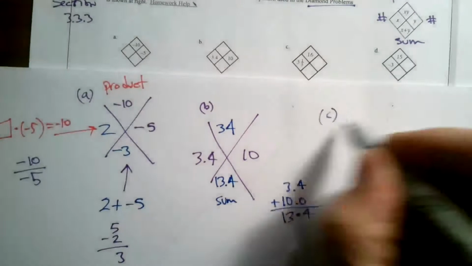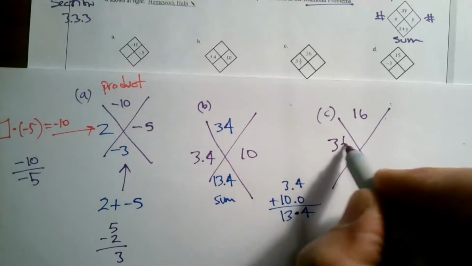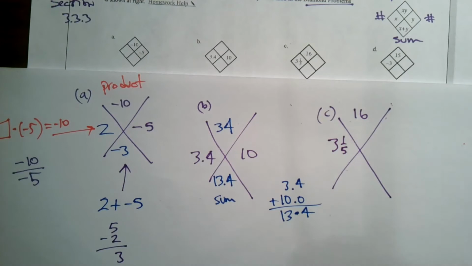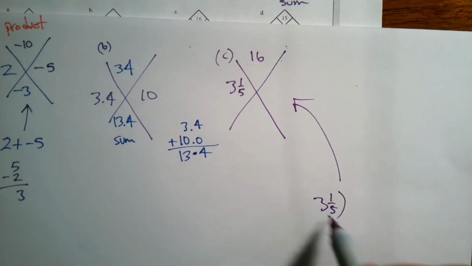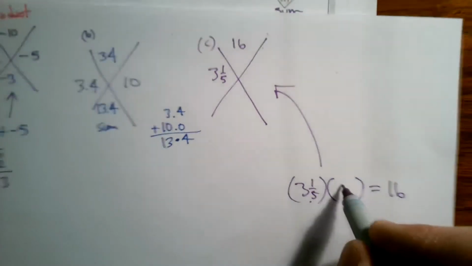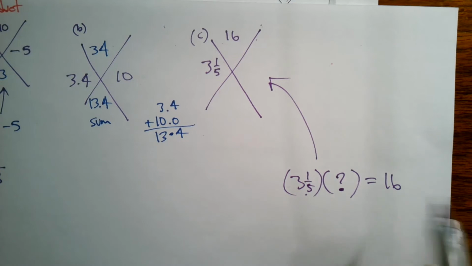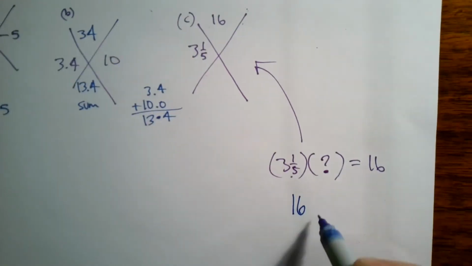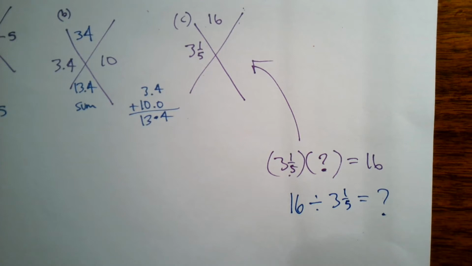So C, we've got a 16 in the product and a 3 1/5 is one of the numbers. So again, what goes here? What goes here is going to be 3 1/5 times something, multiplication, to equal 16. So what is that number? What is the number that goes there? So I could sit there and do some guessing and figure out what maybe that would be, or I could use the inverse operation. The inverse of multiplication is division. So really I could look at this as what is 16 divided by 3 1/5? That would give me my question mark, the inverse operation.